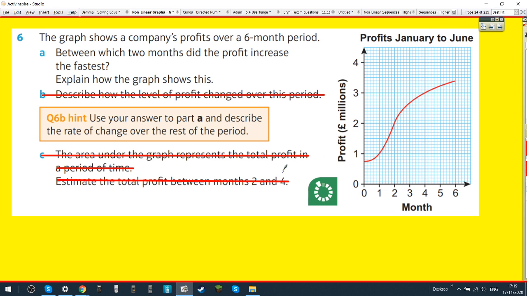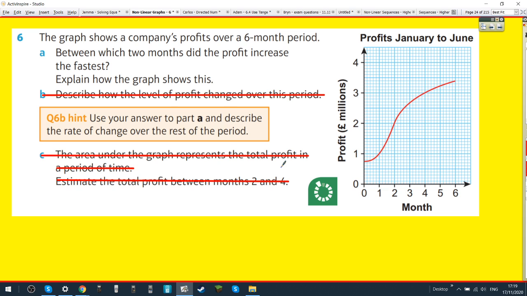Let's see. What would be question A? Between which 2 months did the profit increase the fastest? Explain how the graph shows this. Read your answer to part A and describe the rate of change of it. No, I crossed those out. Oh, the hint, is it? You don't need that. I didn't need the hint. No, that's for part B.